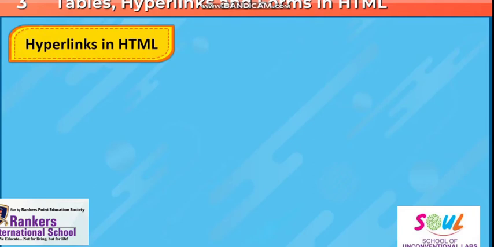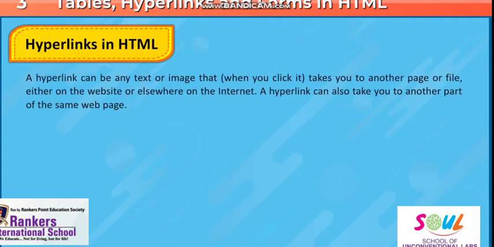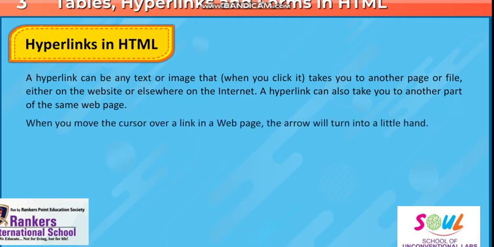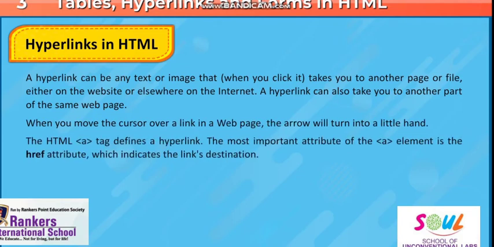Hyperlinks in HTML. A hyperlink can be any text or image that, when you click it, takes you to another page or file either on the website or elsewhere on the internet. A hyperlink can also take you to another part of the same web page. When you move the cursor over a link in a web page, the arrow will turn into a little hand. The a tag defines a hyperlink. The most important attribute of the a element is the href attribute, which indicates the link's destination.